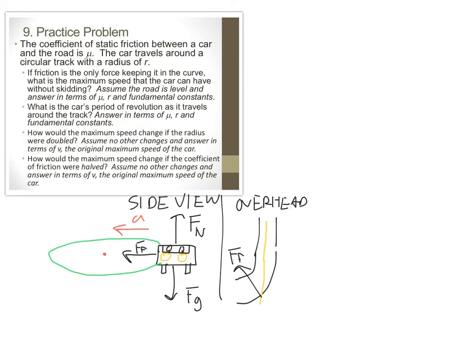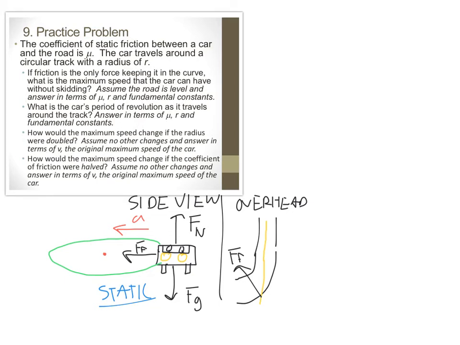It's also a static frictional force, and the reason for that is that when you're turning, ideally you're not skidding. Even though you're moving, your tires are rolling, they're not actually skidding or sliding along the surface of the road. So we are dealing with static friction in this case, not kinetic.